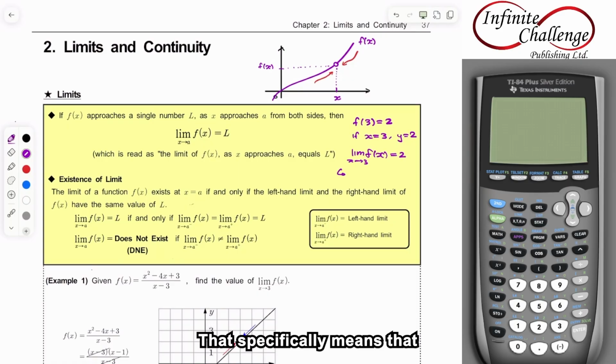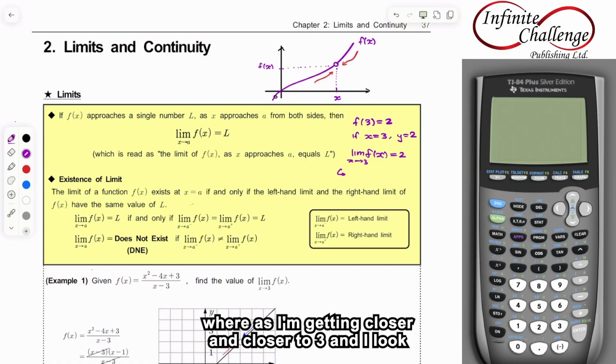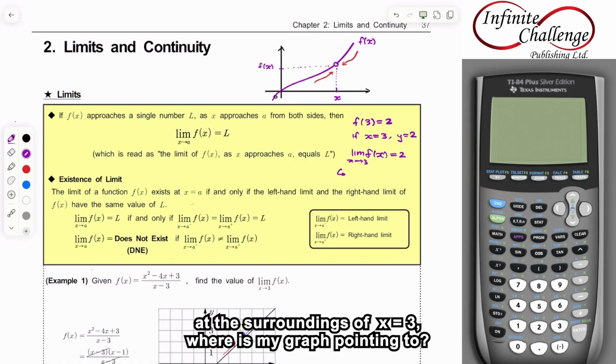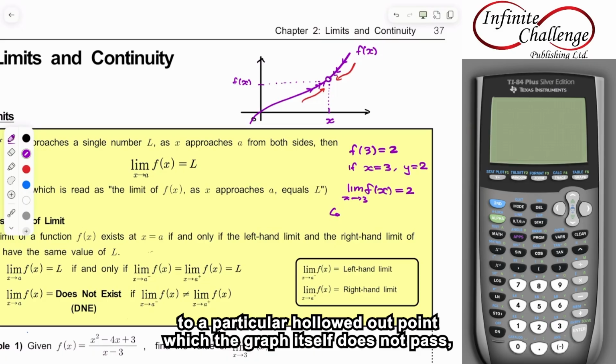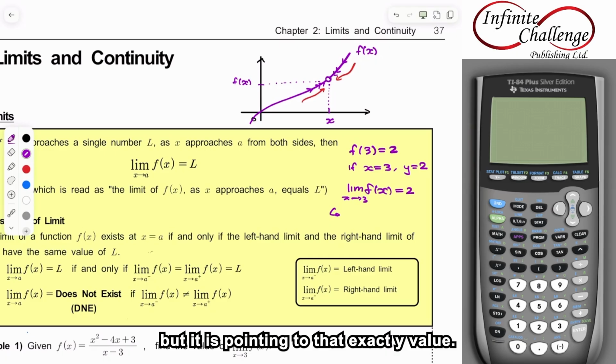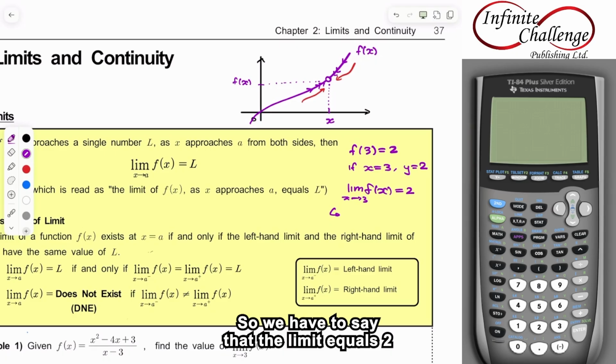That specifically means that as I'm getting closer and closer to 3 and I look at the surroundings of x equals 3, where is my graph pointing to? And if we look at this example here, it is pointing to a particular hollowed out point, which the graph itself does not pass. But it is pointing to that exact y value. So we have to say that the limit equals 2.